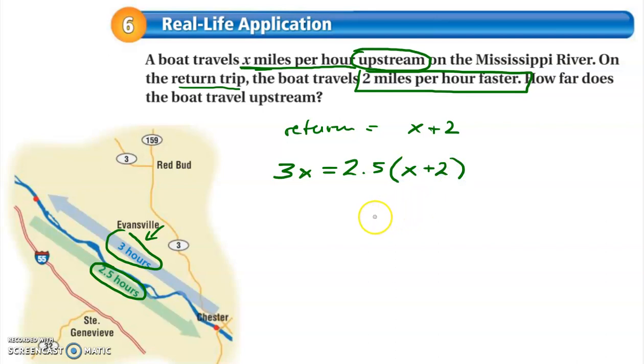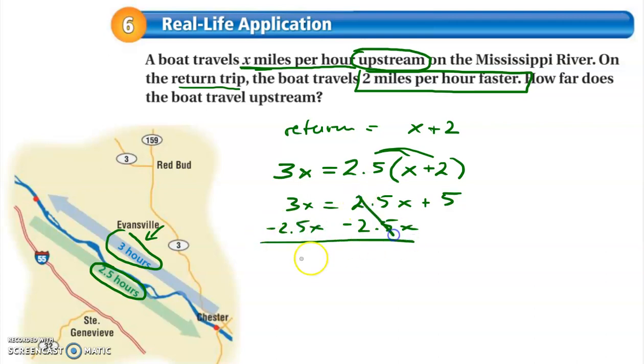All right, now we need to use distributive property. That gives us 2.5x, and then 2.5 times 2 is 5. So now we have 3x here. Subtract 2.5x from each side. Cancel this out. We get 0.5x is equal to 5. Divide by 0.5 on each side. And x is equal to 10.